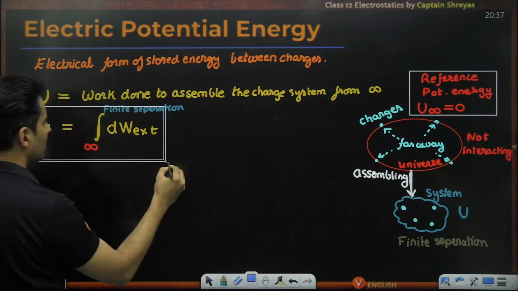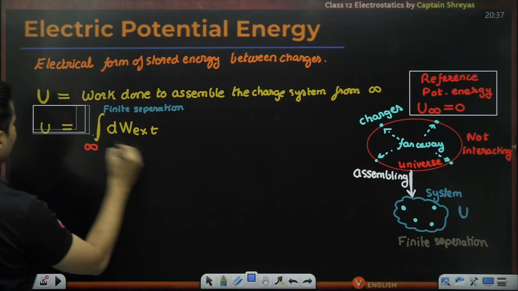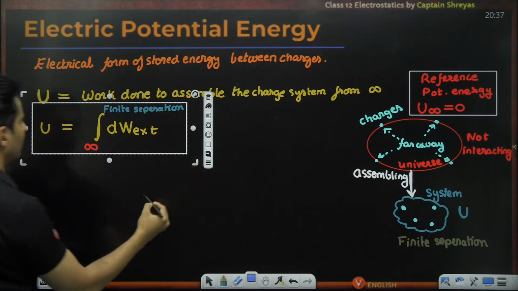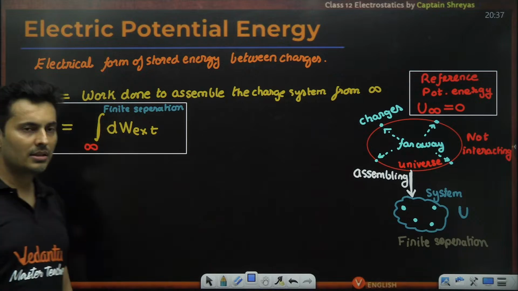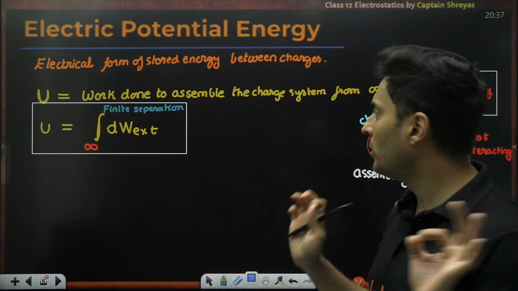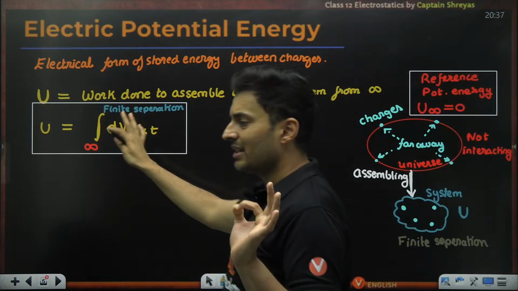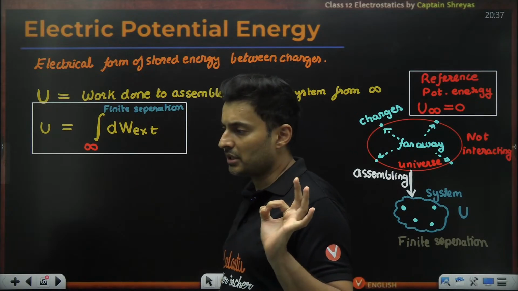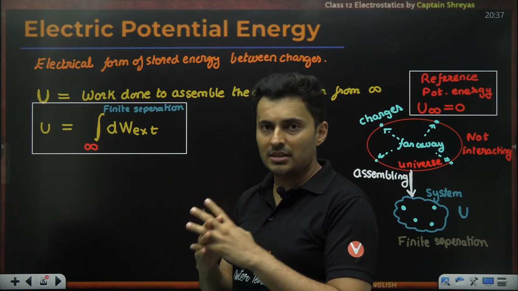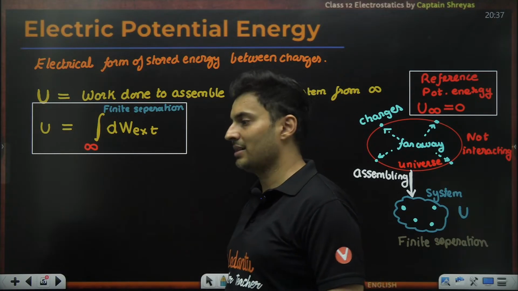This is the formula for calculating electrical potential energy. As simple as that. Everyone till this point absolutely clear? Everyone till this point absolutely clear, guys, how the formula is defined for electrical potential energy? The work done by the external force to assemble the charges from infinity to finite separation.